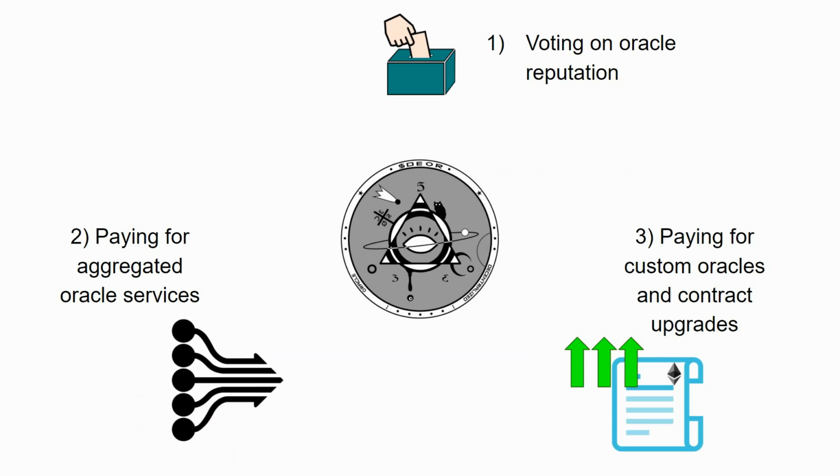If you're going to take away one thing from this video, it is this slide. You have to realize what the main use cases for the DEOR token are. And they are: 1. Voting on Oracle reputation; 2. Paying for aggregated Oracle service; and 3. Paying for custom oracles and contract upgrades. And we're going to go through each of the use cases one by one.